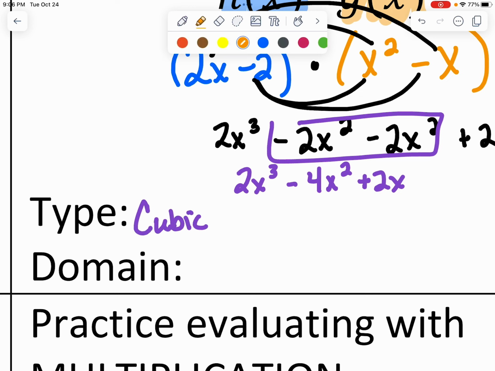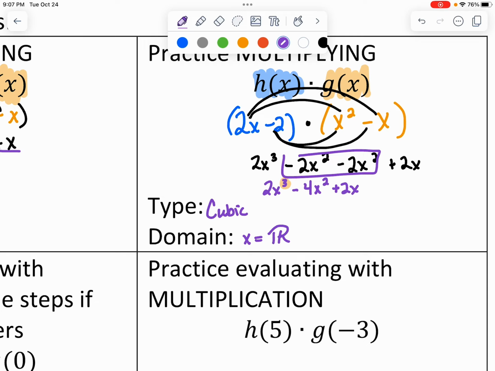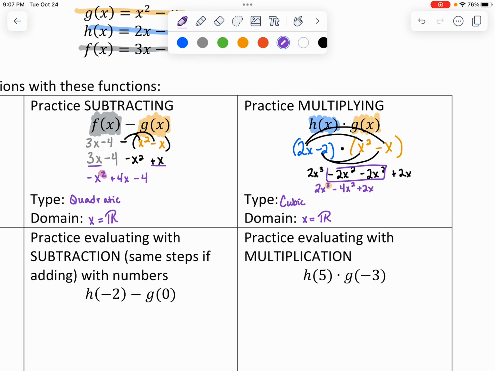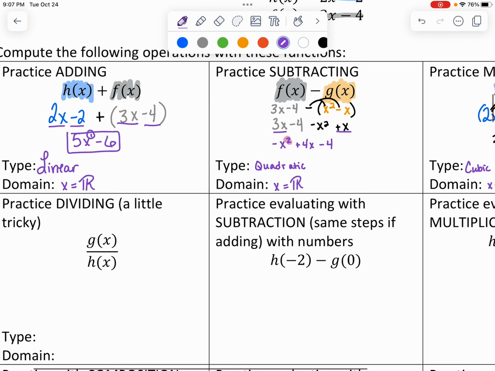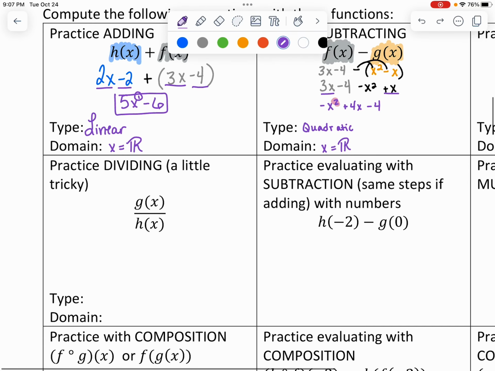Your domain is also all real numbers, because if you did graph it, it would go forever left and forever right. And they could put that on Desmos if they wanted to check. Parentheses not needed.